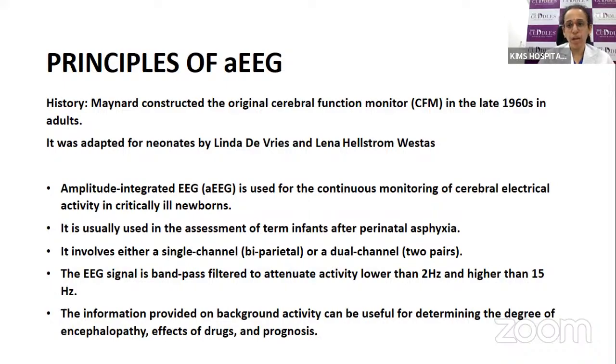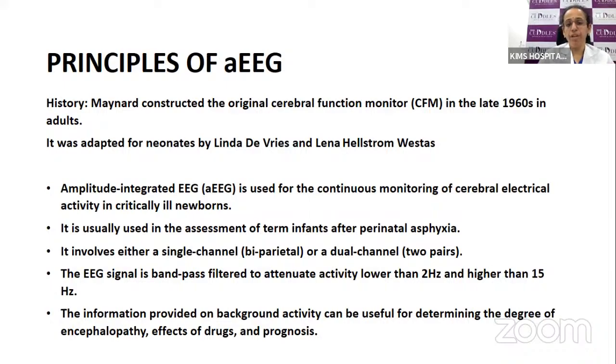So when compared to the conventional EEG, the amplitude integrated EEG involves either a single channel in which biparietal leads are placed, or a dual channel in which two pairs of leads will be placed in the frontoparietal areas.